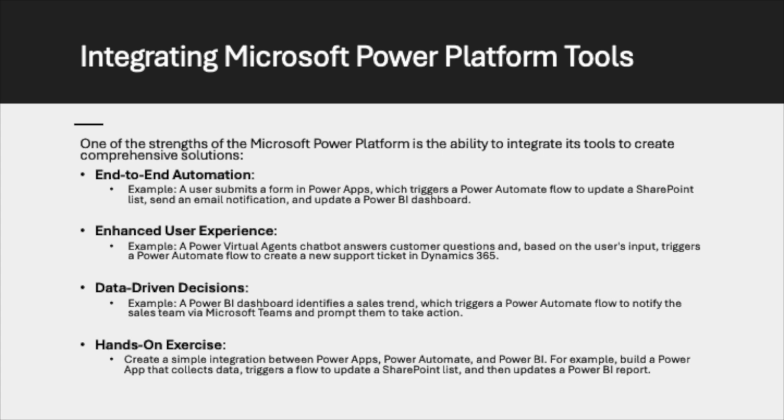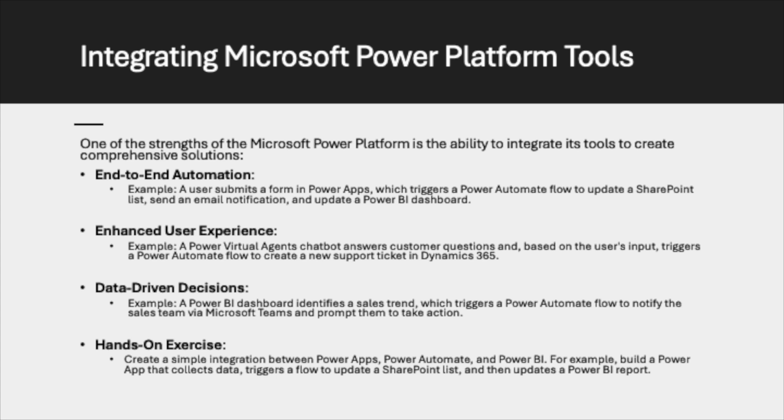Integrating Microsoft Power Platform tools. One of the strengths of Microsoft Power Platform is the ability to integrate these tools to create comprehensive solutions. First, end-to-end automation. An example can be a user submits a form in Power Apps which triggers a Power Automate flow to update a SharePoint list, send an email notification, and update a Power BI dashboard.